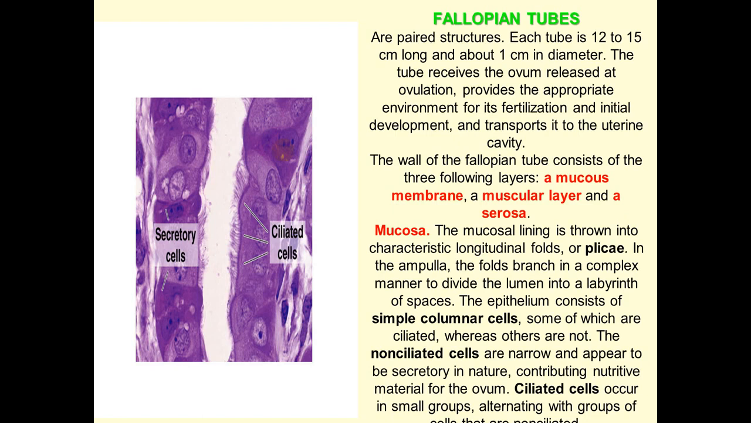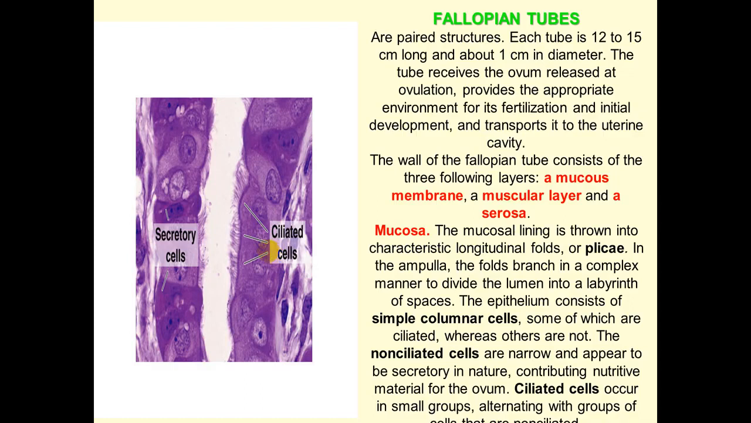The wall of the tube has 4 tunics. It is really a tube. It has tunica mucosa, tunica submucosa, which may be absent or very poorly developed, then tunica muscularis and serosa. Tunica mucosa, the innermost tunic, is covered by simple columnar ciliated epithelium. And the tunica mucosa forms long longitudinal folds, or plicae.